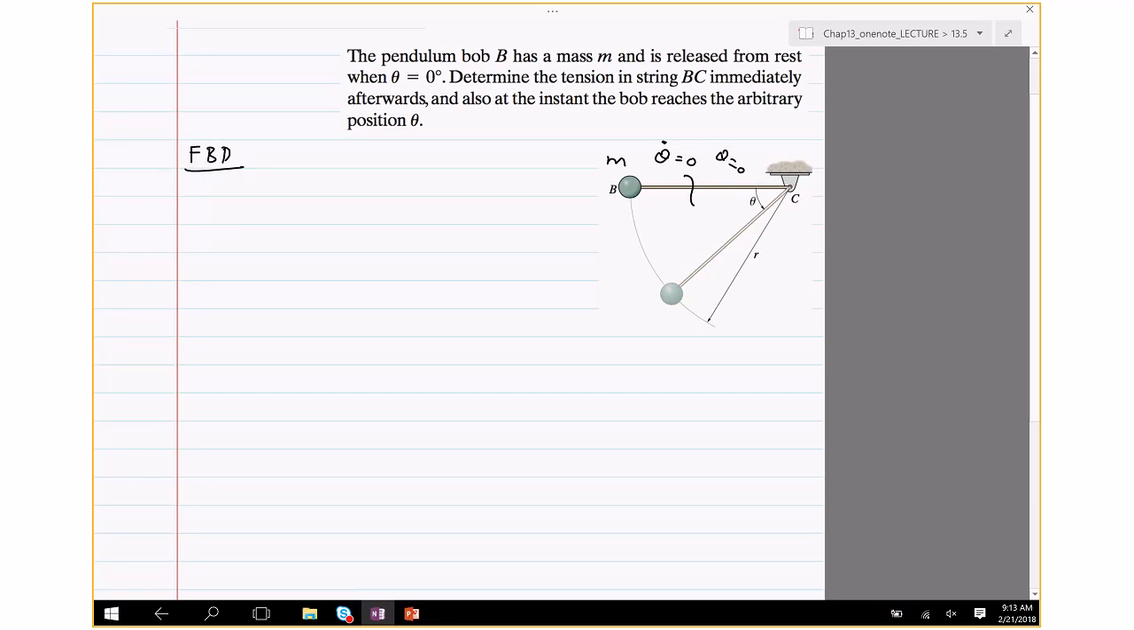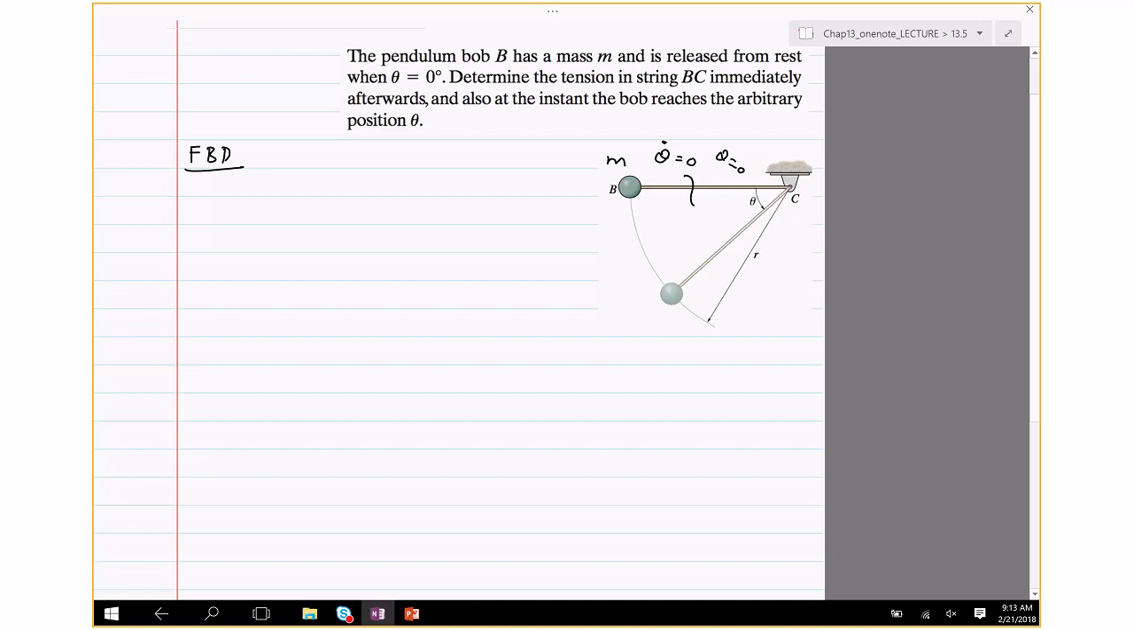So we'll draw the free body diagram for B. Now one thing to remember is, even though the question asks you to find the tension when the angle theta is 0, I would recommend drawing a free body diagram when the bob is at a generic angle theta. That's because once you do that free body diagram, you can easily replace theta with 0 and get the answer for the first part. Okay? Do not draw it for that position.